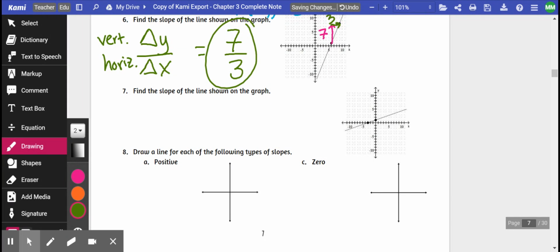This one, it only goes up 1, but it goes over 3. So our slope would be 1 over 3.